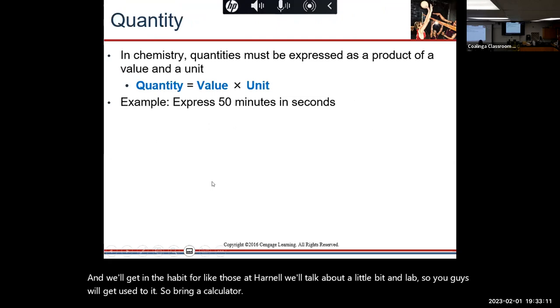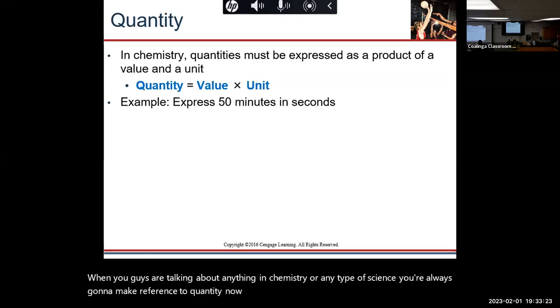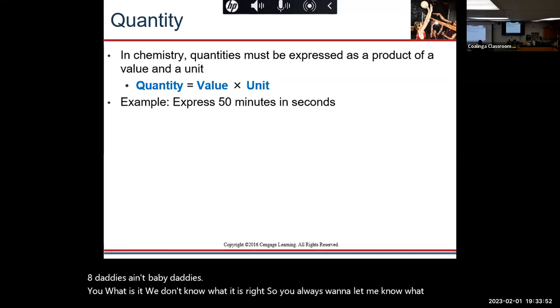Okay, so when you guys are talking about anything in chemistry or any type of science, you're always going to make reference to quantity. Now, quantity is always going to be a value and units, right? So you don't just say, I have 8, because what is 8? 8 of what? 8 husbands, 8 wives, 8 kids, 8 daddies, 8 baby daddies. We don't know what 8 is, right?